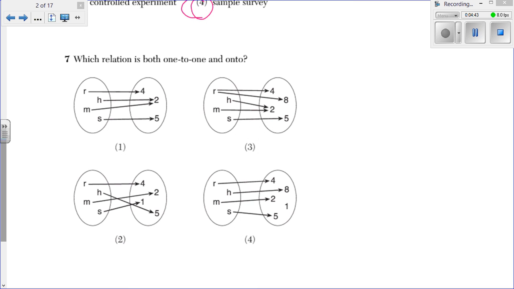For 7, which relation is both 1-to-1 and onto? 1-to-1 means the y values do not repeat, so that gets rid of choices 1 and 3. And onto means all the y values are used, which gets rid of 4. So number 7 is choice 2. All right, next page.